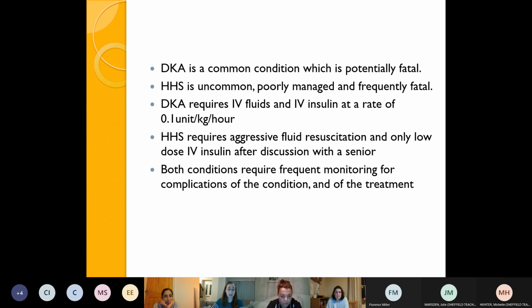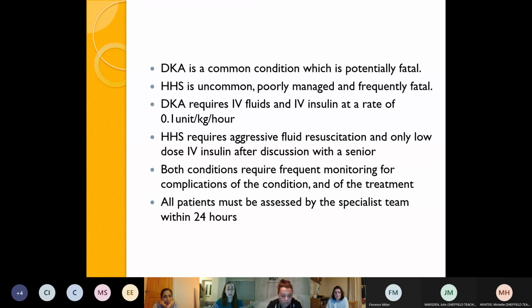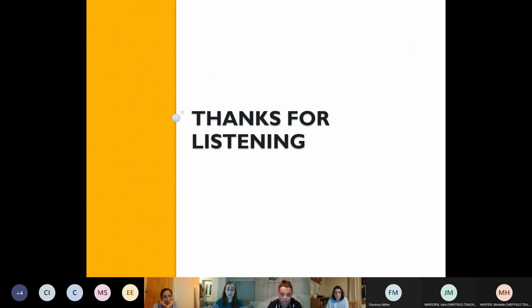They require frequent monitoring, both for the complications of the condition itself and for the amount of fluid that we're giving them, which can cause complications itself. And they should both be referred to the diabetes team. And that's the end. Sorry, it's a bit longer than I expected actually. But I hope you found that useful. And if you've got any questions, then I'm happy to try and answer them.